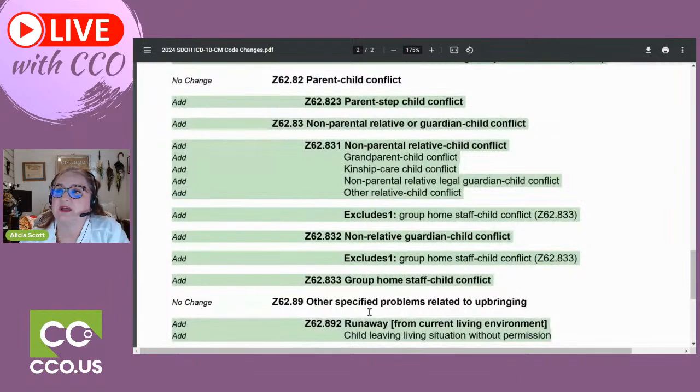Z62.82, parent-child conflict. Well, that is just extremely common. I don't know how many of you have raised teenagers, but we have. We had 6 kids, and only one is not a legal adult, and he will be. He's turning 17 this year, the baby of the family. So we know that it's common to have parent-child conflict. They kept that pretty much the same as far as the definition, but what they did add is parent stepchild conflict, which is more definitive.